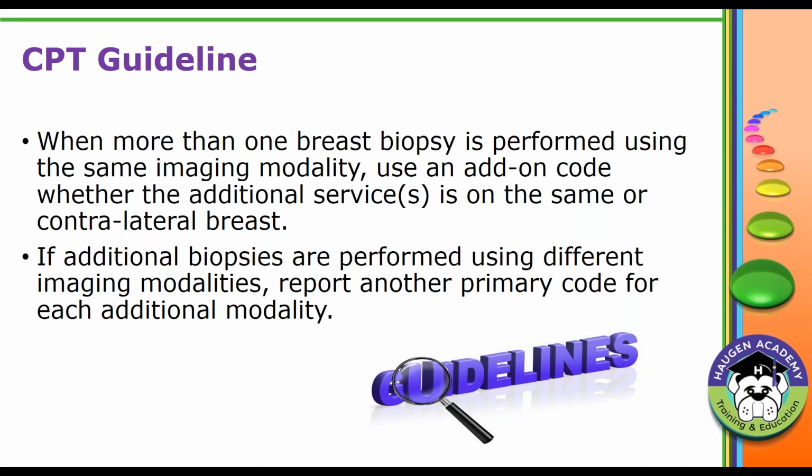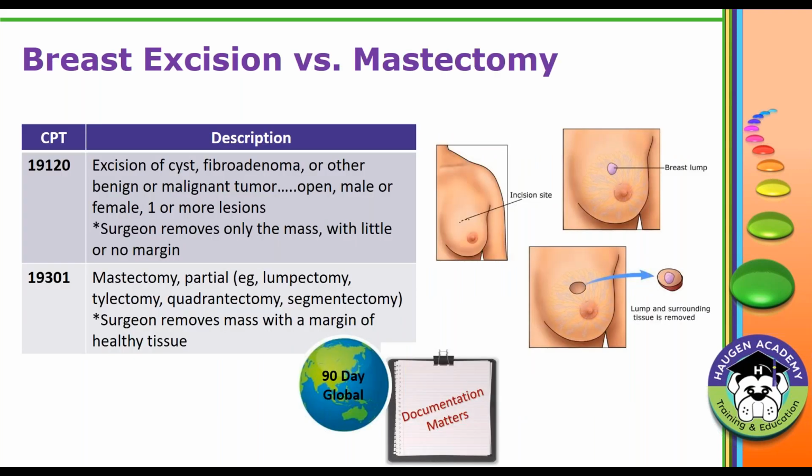The next step a breast cancer patient might undergo is excision. So after the mass has been located, the patient will likely go under an excision, so where a surgeon creates an incision and excises the mass or lesion and some of the surrounding tissue, and then the wound would be sutured and bandaged. 19120 is reported per incision, not per mass removed. And this is used only when the mass is removed with little or no margin.